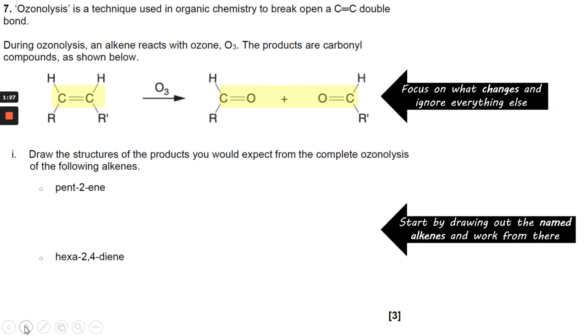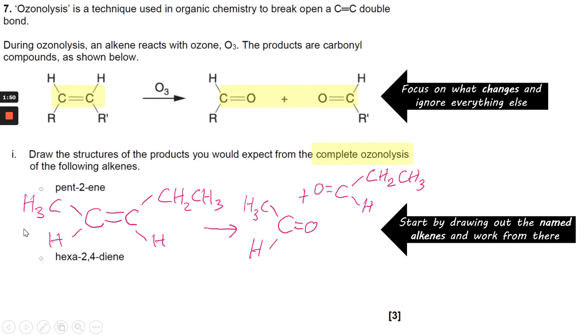So although they're just asking for the structure of the products, I'd suggest possibly drawing out the named alkenes first of all, so it's more visual. It allows you to focus and process what it is that's going to change. So for example, pent-2-ene has a carbon-carbon double bond here, so that carbon-carbon double bond is going to turn into two C=O groups. So that splits the molecule into two compounds, both of which contain a C=O.